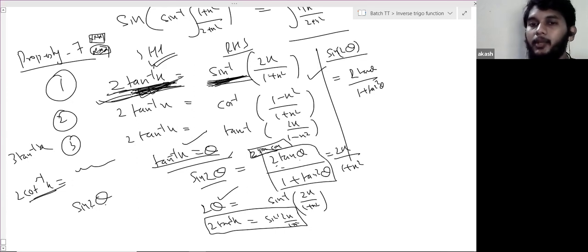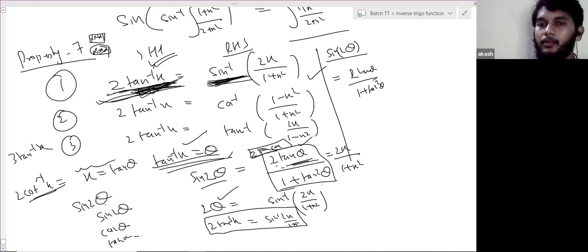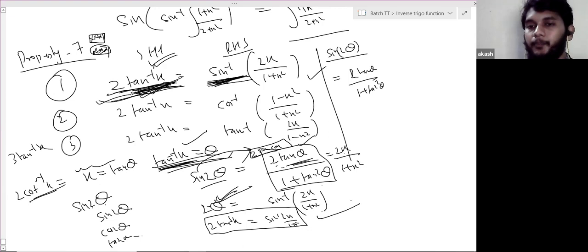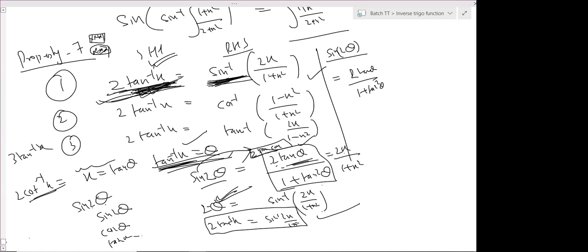This formula you have to remember: sine 2 theta in tan form, cos 2 theta in tan form, tan 2 theta in tan form. So sine 2 theta is 2 tan theta upon 1 plus tan square theta. What is tan theta? If tan inverse x is theta, then x is tan theta. So wherever I see tan theta, I put x. Now this sine goes to the right hand side. So 2 theta is sine inverse 2x upon this. Now again putting the value of theta as tan inverse x, we got this formula. This thing is clear, Kinza? Yes, sir. Thank you. All right.